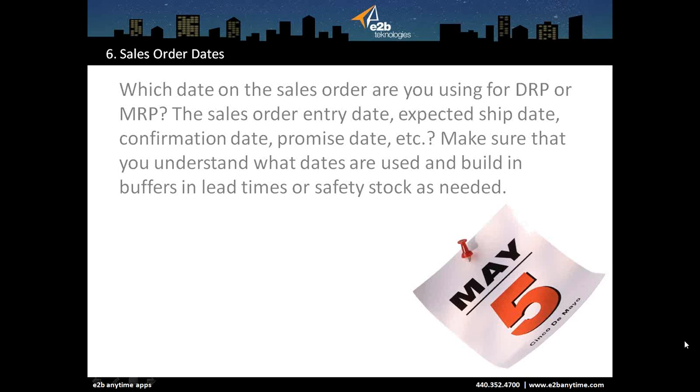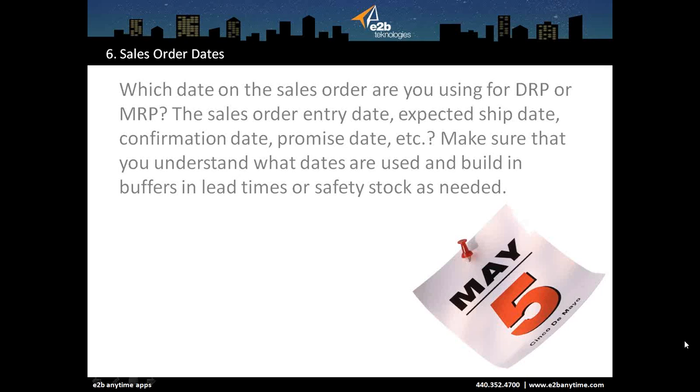Sales order dates. It absolutely amazes me that companies do not understand which dates in their sales order module impact dates in their MRP or their DRP application. Is it the sales order entry date? Is it the expected ship date, the confirmation date, the promise date? Are there other dates in sales orders that will drive when that demand will actually hit? And then from that, obviously backing up into your requirements for the start of your work order, driving back further into the purchase order date for the raw materials.